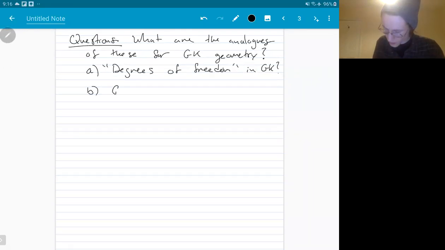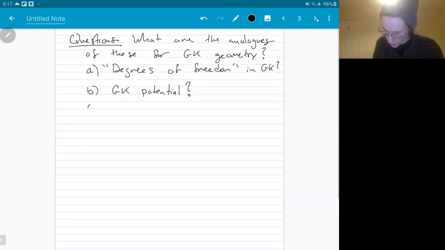Another question is, is there something like a generalized Kähler potential? This is a question that was asked, I think, even in the original papers in 84 of Gates, Hull and Roček. I think for certain examples they already had potentials, and so this was a question of how to generalize this.